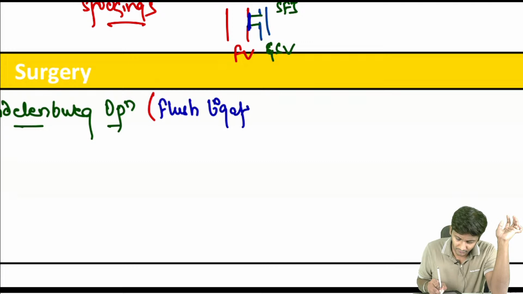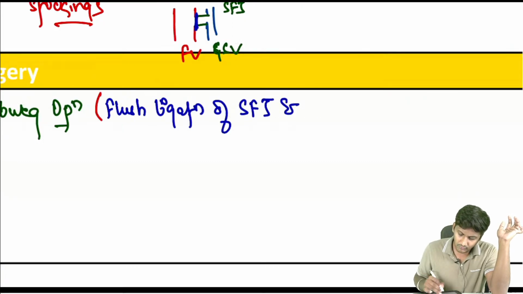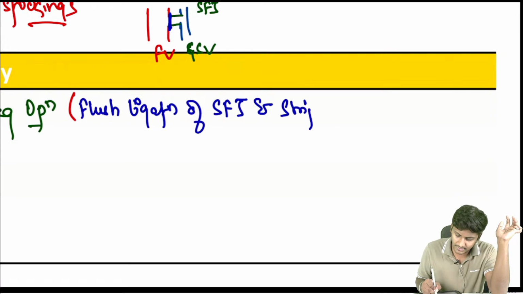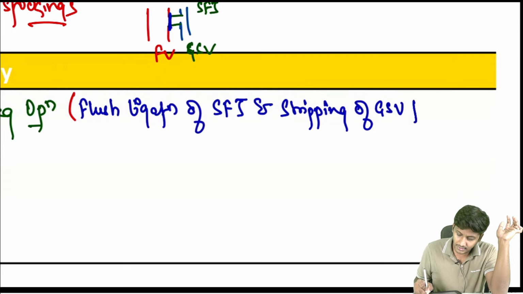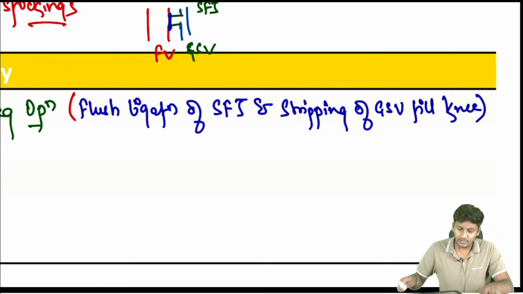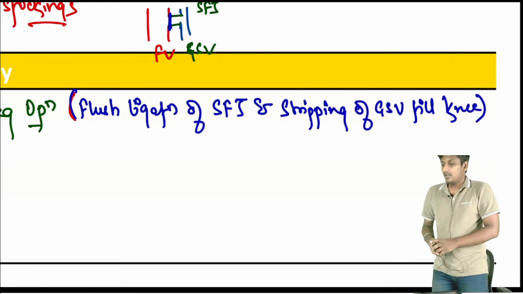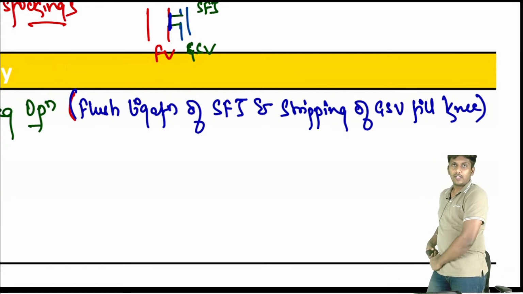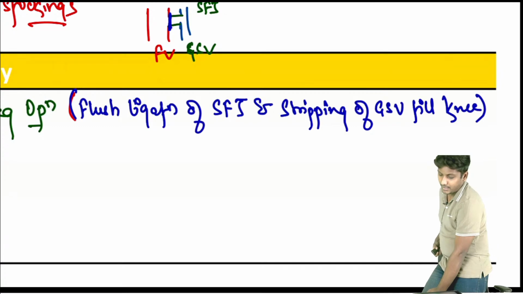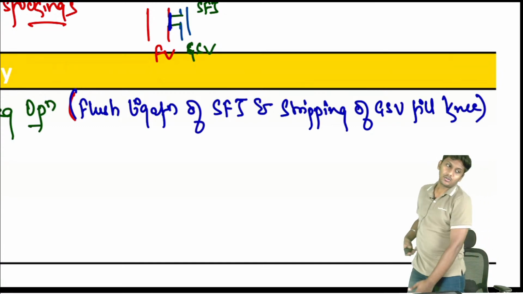Here we go for a flush ligation of the saphenofemoral junction, and we also remove the great saphenous vein. Yes, we can do a stripping of the great saphenous vein till the knee. Please remember, from here we are going to strip off the great saphenous vein, but only till the knee. Reason is, why not below the knee?